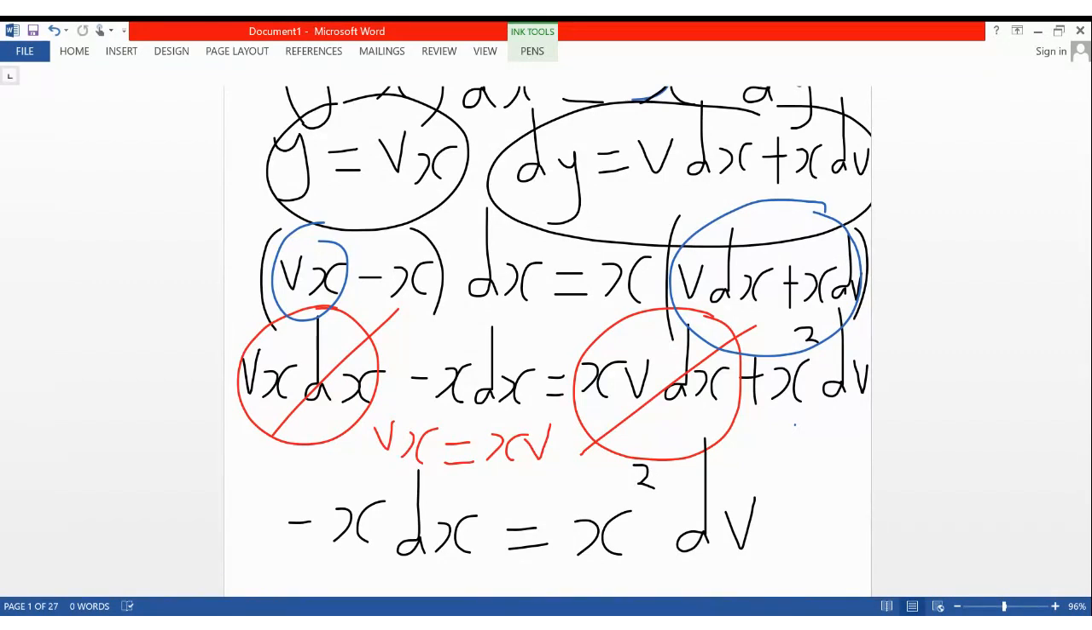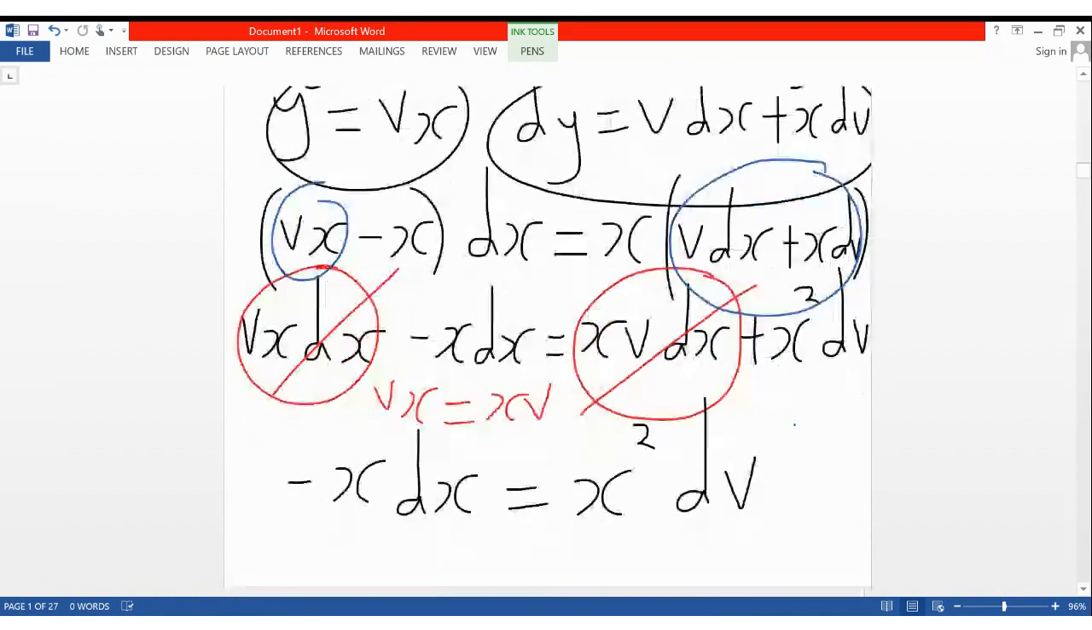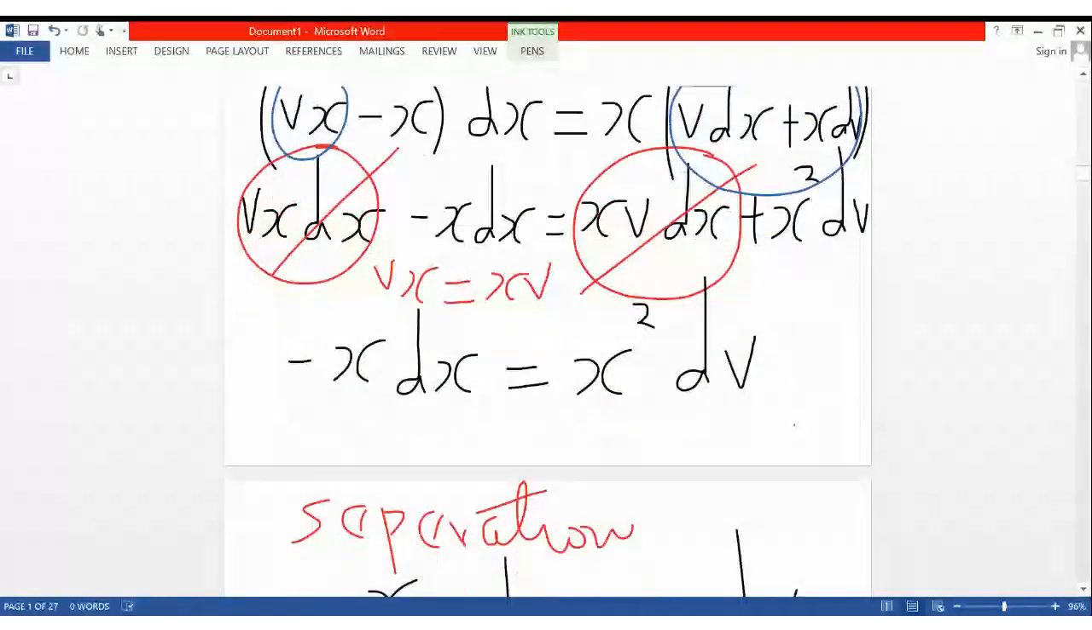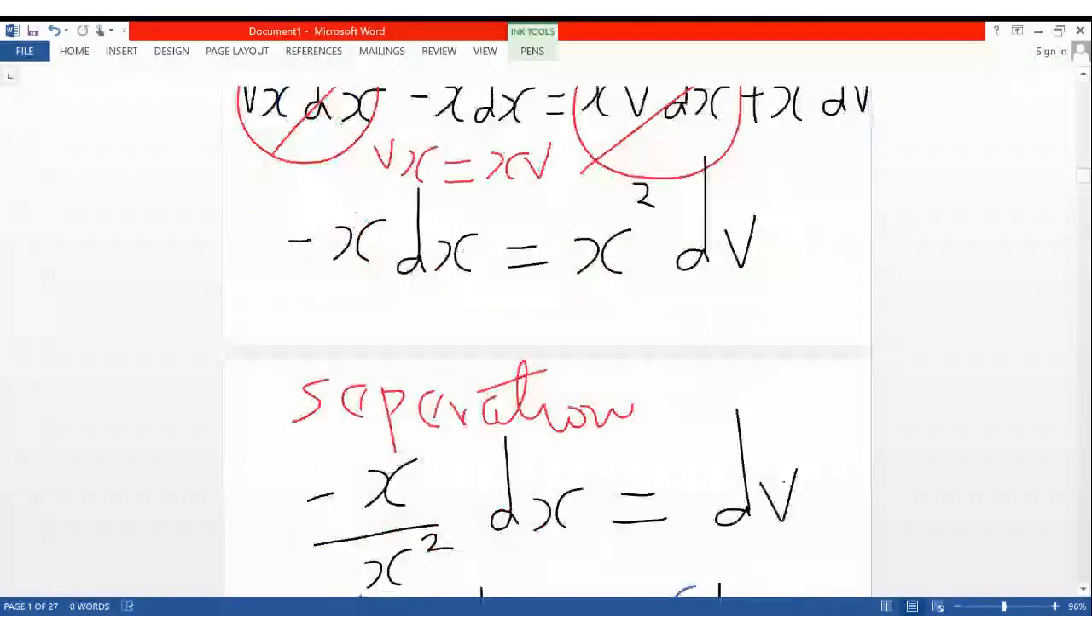If you bring one term to the left-hand side or the right-hand side, it will subtract the other term. They are equal. So what I remain with is negative x dx equals x squared dv. In the last class, we said separation of variables. You can't integrate straightforwardly like that. You must separate the variables, the x with the dx. If we had a v, the v would have been with the dv. So I separated the variables by bringing the x to the side of dx.